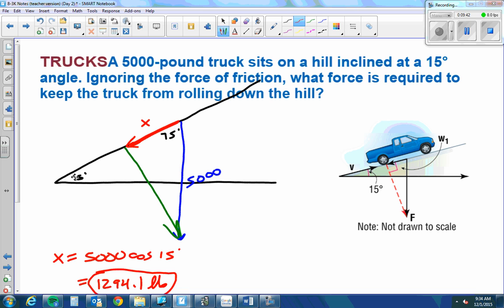But same idea. If this is 15 degrees, this has to be 75, because you do have a right triangle there. And then do the same thing. By the way, just for the record, our answer is the amount of force you'd have to use, but your force would actually be facing uphill, right? That's the point: you use this amount of force pushing that way to keep it from rolling. That would be the actual force, the actual vector.